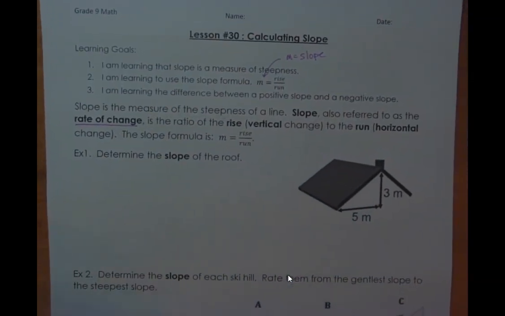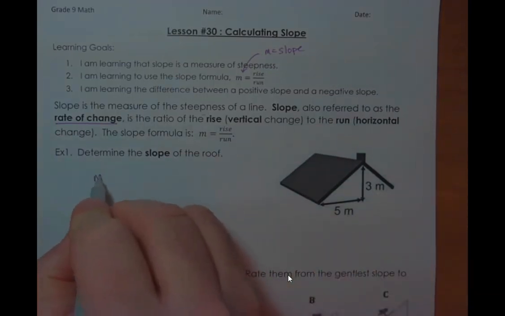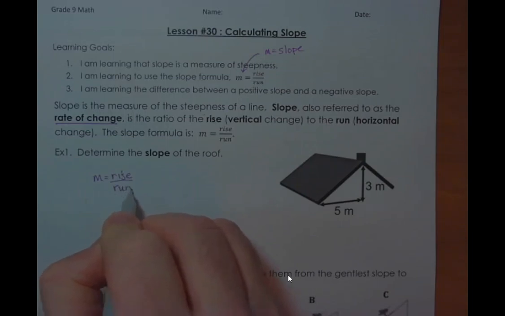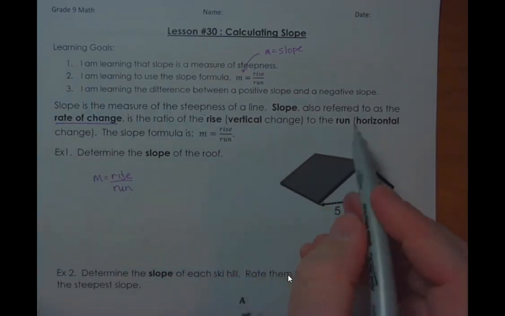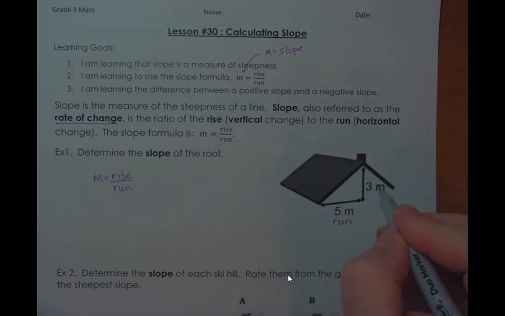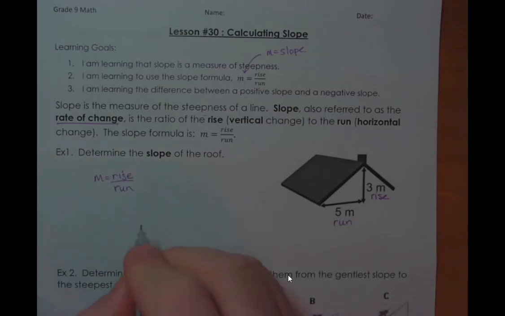So starting off, if I'm looking at this roof, the idea here is I have to find my rise and my run. Well, my run is my horizontal distance. So there's my run, and the 3 meters is my rise. All right, and I can put that in there, 3 over 5.